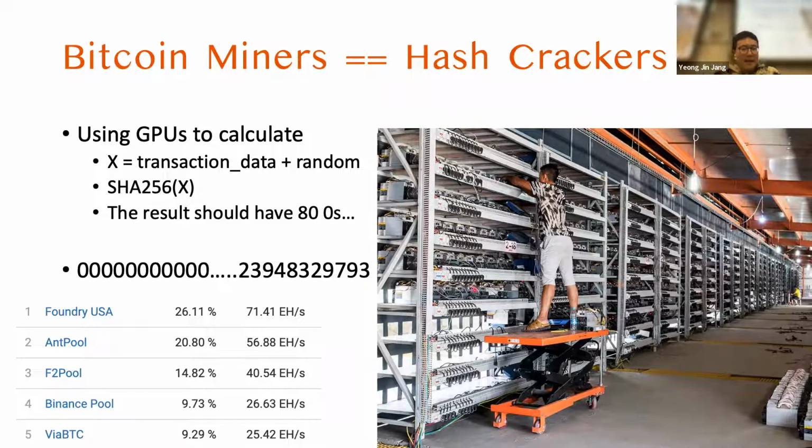This is the data that I got from the Bitcoin mining pool. Because all the other parties are competing with each other to get that specific hash, to get more Bitcoin, Bitcoin miners need to put in more GPUs to get the hash rate fast enough. One of the biggest pools, called Foundry USA, can process 71 exahashes per second.